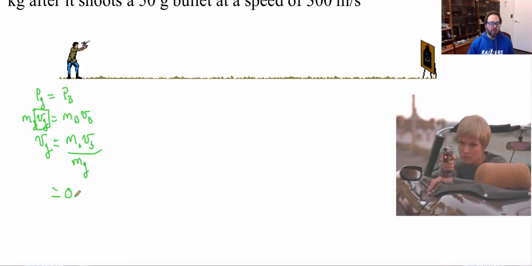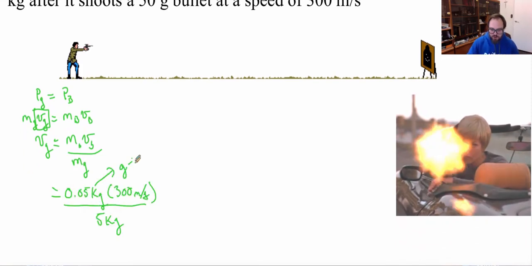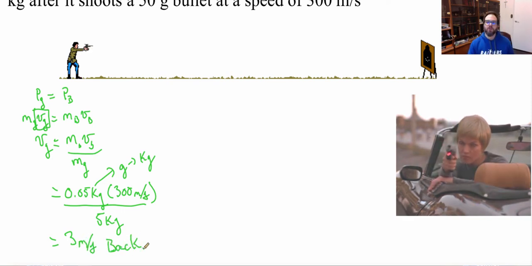So I'm going to isolate for the velocity of the gun. Okay, now I'm just going to substitute in my numbers. Remember here, we had to convert grams to kilograms, and this is going to end up giving me a total of 3 meters per second backwards in the opposite direction of the bullet. So now let's look at our next question.